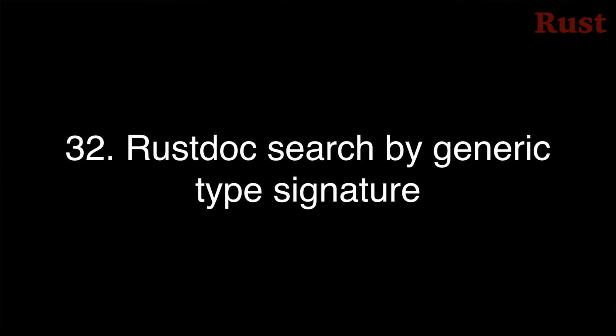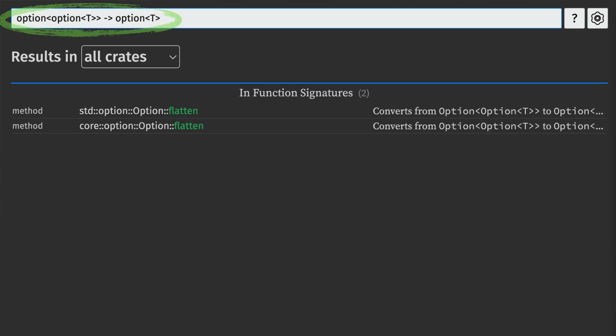Number 32, Rustdoc gained the ability to search by type signature not too long ago, but that didn't work very well when the types were generic. Now it works better. For example, what takes an option of an option of some type and returns just an option of that type? The flatten method. Go give it a try.